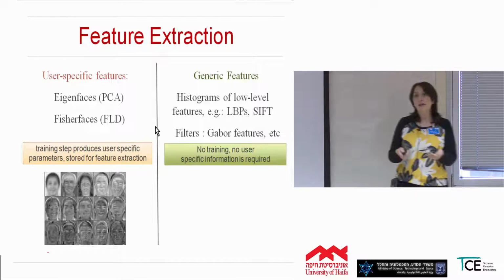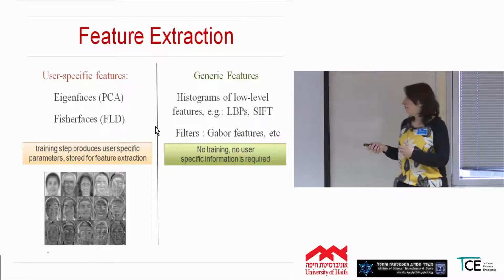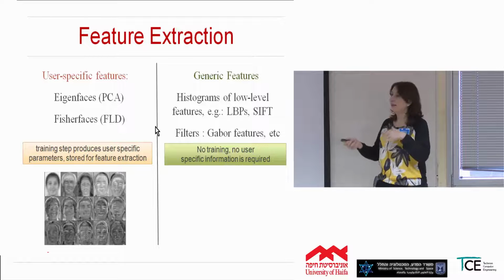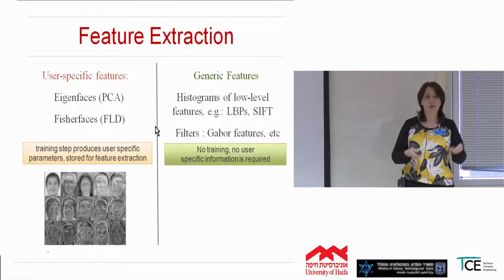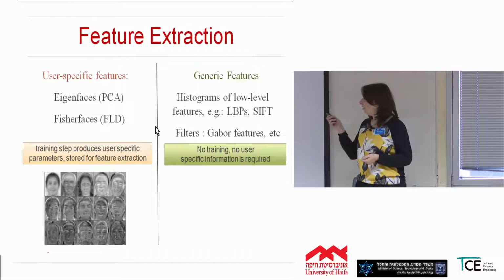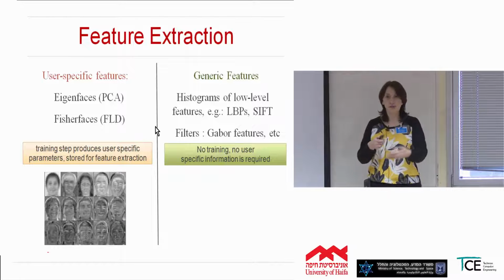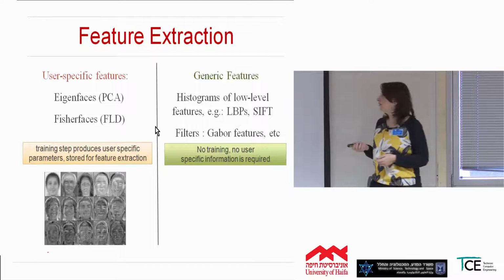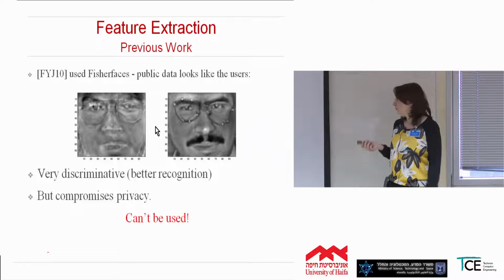What are user-specific features? They require a training stage on the people that you want to recognize. And they're quite discriminative because you train for these people. In this process, you assume that all faces in your training set can be approximated by a linear subspace, and you learn this linear subspace from the people that you train on. The other group of methods are generic features, where you don't need a training stage. You extract some low-level features, you aggregate them in a histogram, or you apply an image transform like Gabor features, and then you use them in your classifiers. So these generic features do not need training.